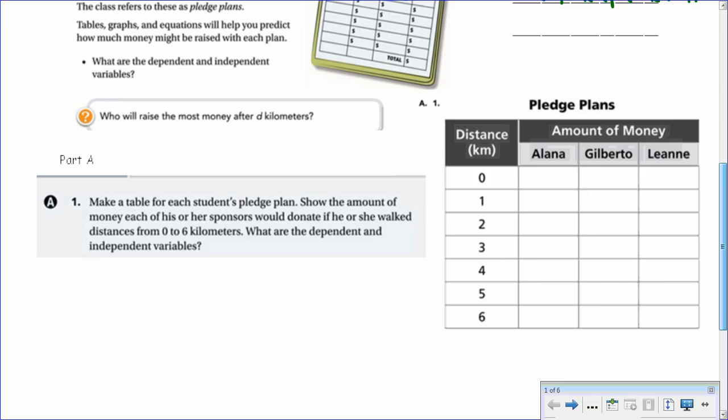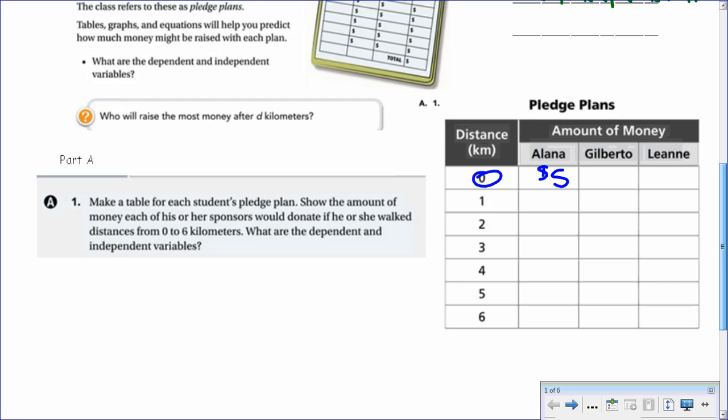I'll do the first one for you. It says the distance is 0. Well, for Elena, it says the sponsors will make a $5 donation plus 50 cents per kilometer. Well, they're not running any kilometers yet, are they? No, so they're not going to add 50 cents. But right off the bat, what did they say they're going to donate, Lily? $5. So she's just going to have $5 first.